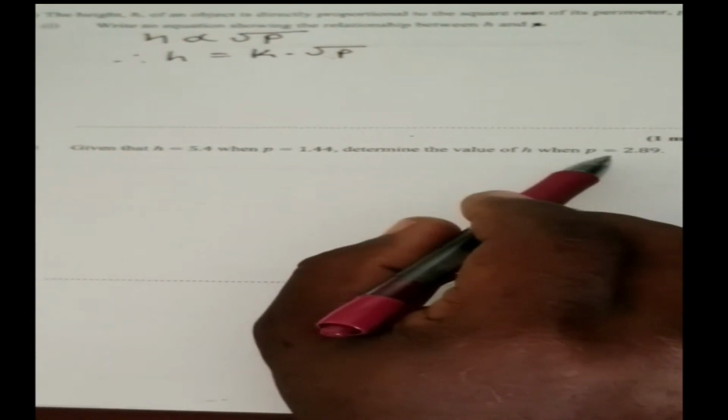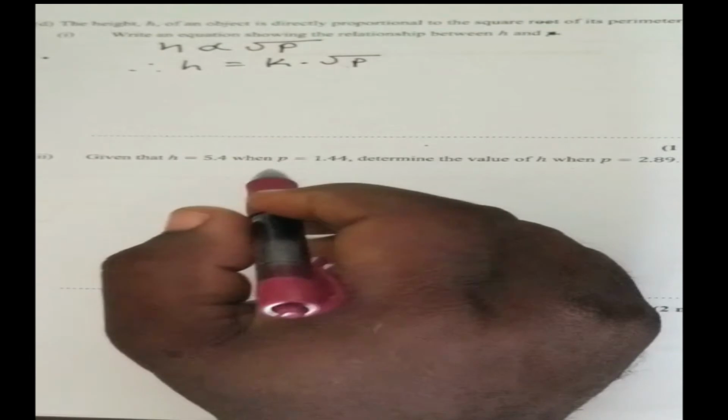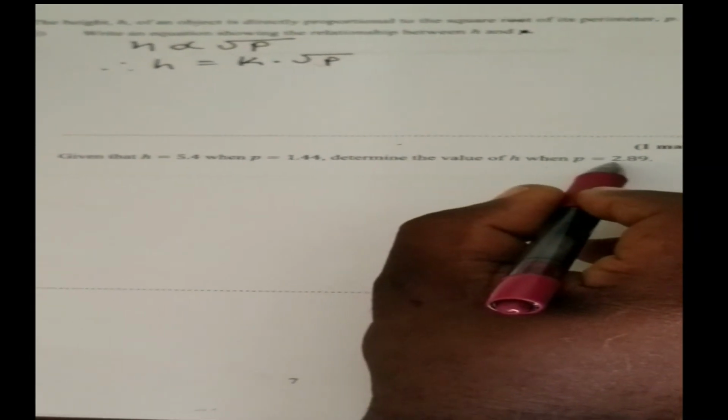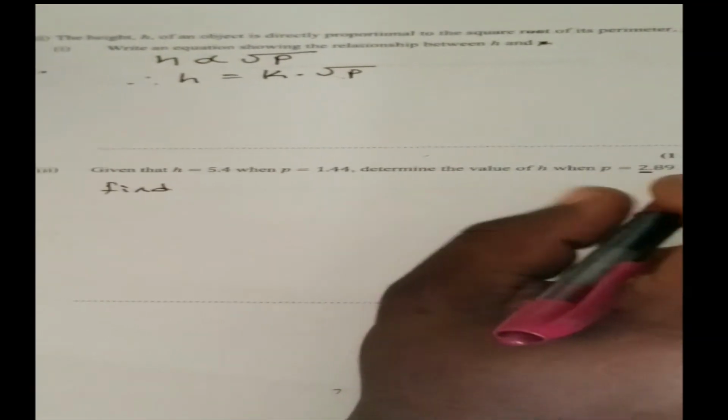And for the second part now, we are given that h is equal to 5.4 and p is equal to 1.44. Determine the value of h when p is equal to 2.89. All right, so we know that in this we need to first find our k, and then they change the value of p. So we're going to find the value of k first, and then with that said, we can find what h will be when our p is changed to 2.89.